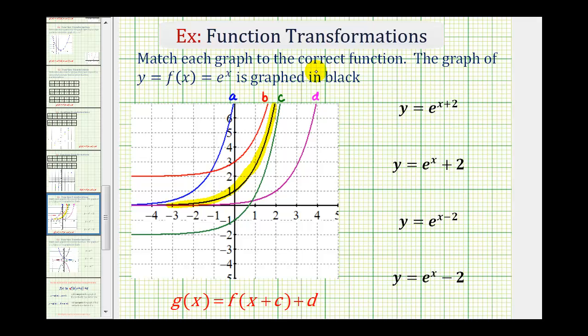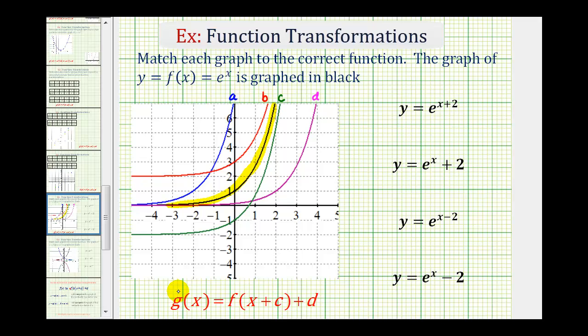We want to match each graph to the correct function based upon the graph of f of x equals e to the power of x, which is graphed in black and highlighted here in yellow. Because the four other graphs are shifts up, down, left, or right from the basic function, we can write each of the functions here on the right in this form here in terms of f of x.